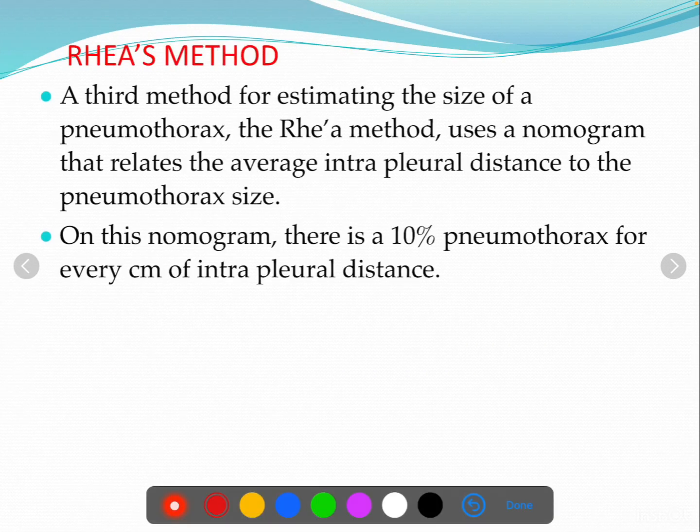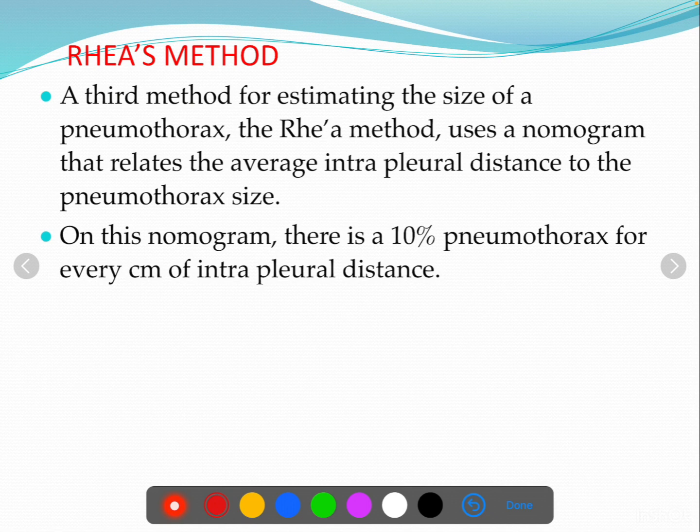So let's move ahead. What is the Rhea method? The Rhea method is a third method for estimating the size of pneumothorax. The Rhea method uses a nomogram that relates the average intrapleural distance to the pneumothorax size. On this nomogram, there is a 10% pneumothorax for every centimeter.